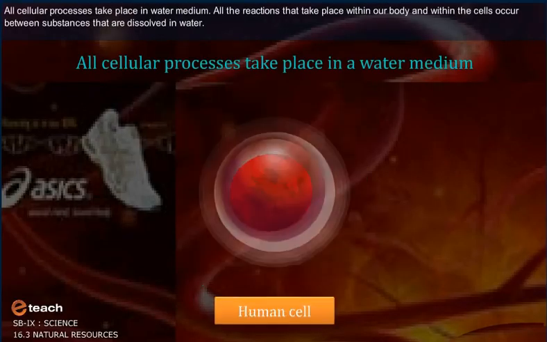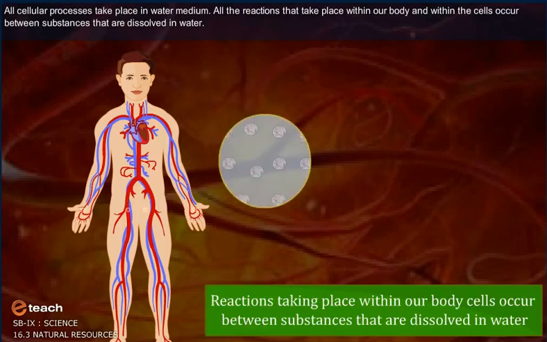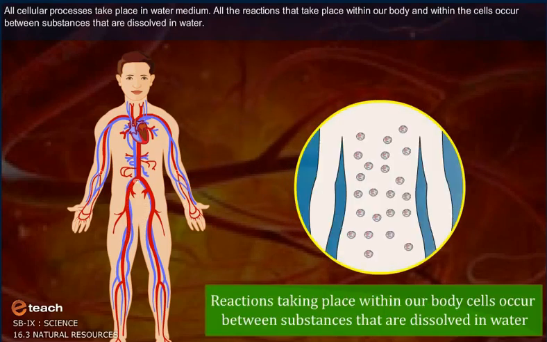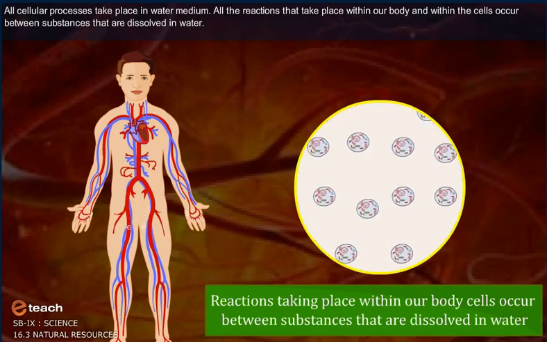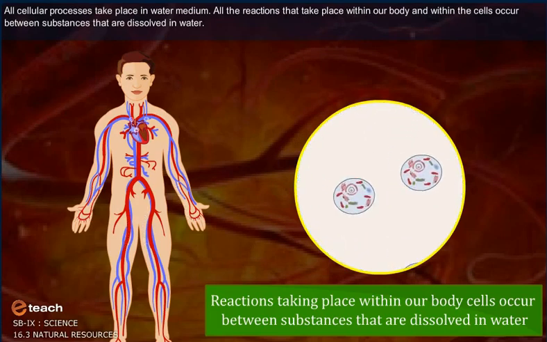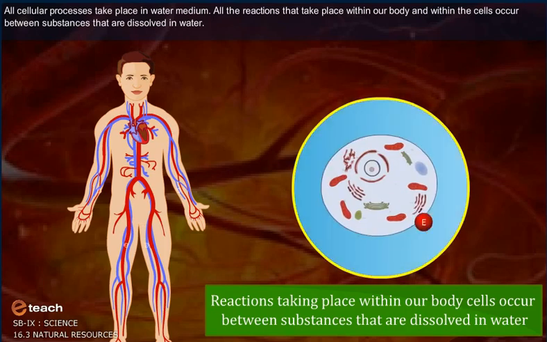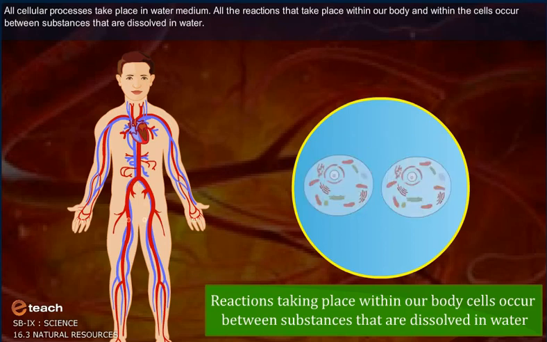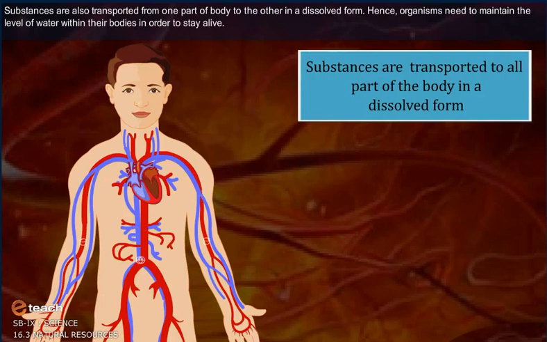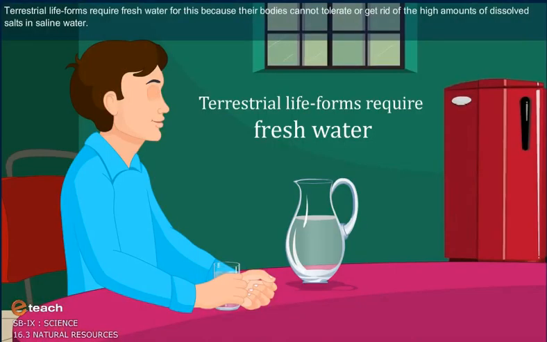All cellular processes take place in a water medium. All the reactions that take place within our body and within the cells occur between substances that are dissolved in water. Substances are also transported from one part of the body to the other part in a dissolved form. Hence, organisms need to maintain the level of water within their bodies in order to stay alive.